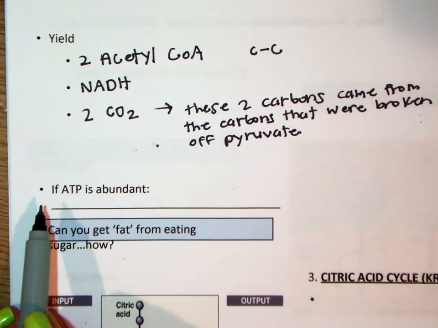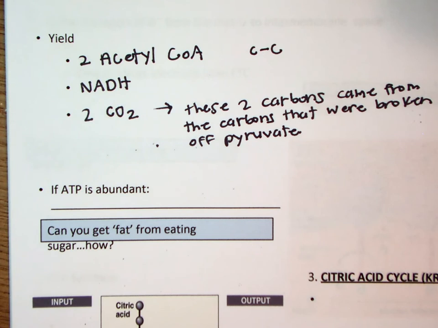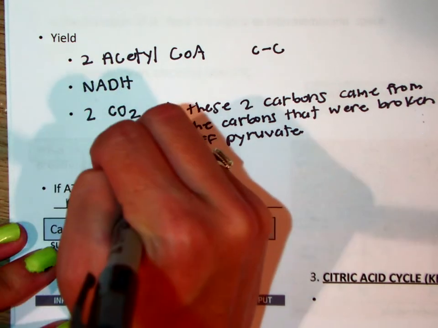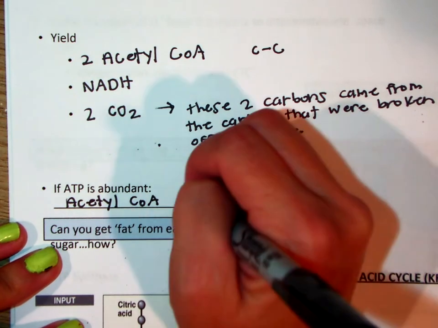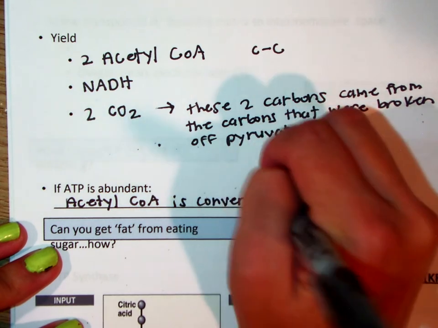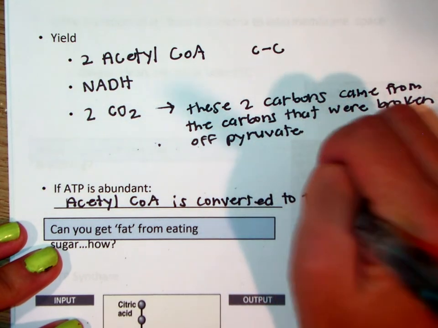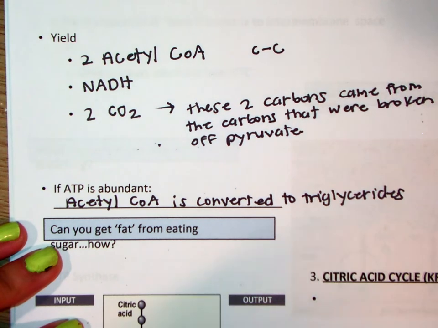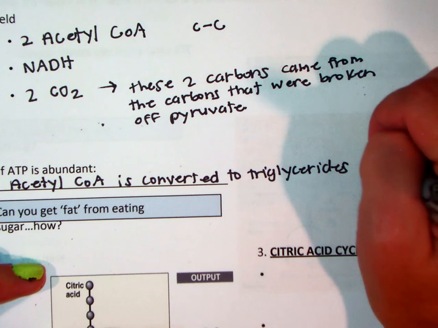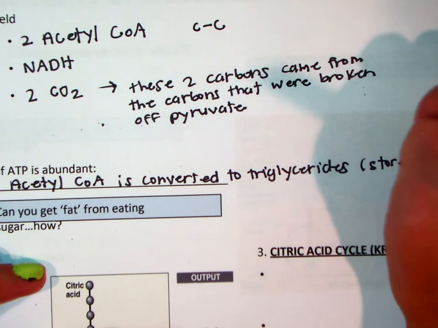So if ATP is abundant, we've been eating lots of sugars, we have lots of ATP. At this point, the acetyl-CoA is converted to triglycerides. So we've got lots of ATP we don't need anymore, but we don't want it to go to waste. So your body will convert it to triglycerides and store it as fat, in case we need that energy later.